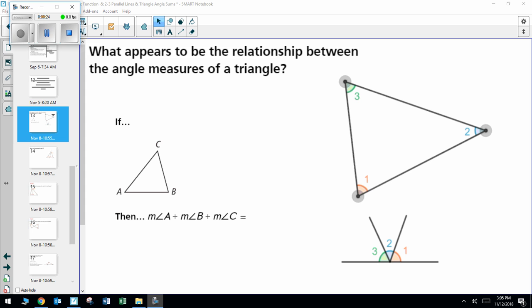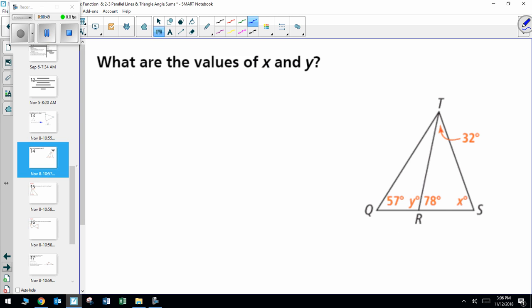And if we remember from before, we discussed that the angle measure on a straight line is 180 degrees. So what this property demonstrates is that the sum of the measures of the angles in a triangle has to add up to 180 degrees. So we can use that knowledge to solve problems like this one.